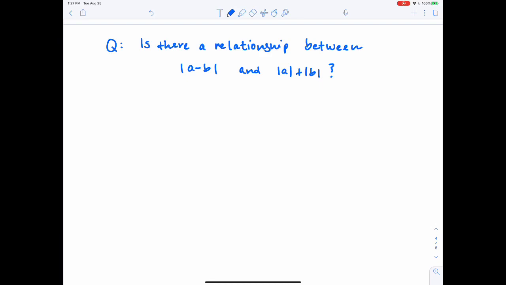So the last question I want you to think about, and I would pause the video and think about this, is there a relationship between the absolute value of A minus B and the absolute value of A plus the absolute value of B? Right now, we know that there's a relationship when what's happening inside the absolute values is addition. But what if I change it to subtraction? Can we say anything about that? So pause the video and then I'll show you the solution.